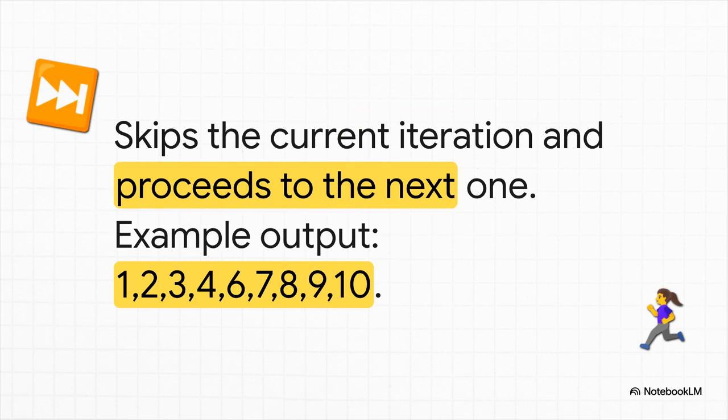Now, let's compare that to continue, because the difference is so important. Continue doesn't pull the emergency brake. It's more like hitting the skip track button on your music player. It just says, you know what, I'm done with this particular round, let's just skip the rest of the code and jump right to the start of the next one. So look at the example. It's almost identical, but when the counter hits 5, the continue just skips the part that prints the number and moves right on to 6. The result? You get every number printed except for 5.